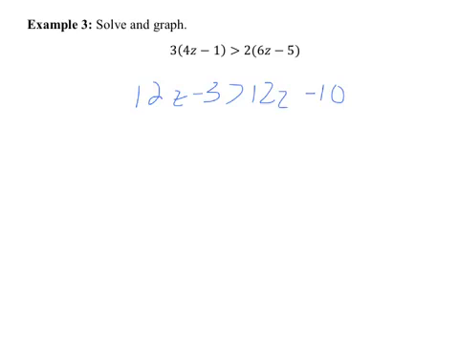Well, the problem is that when the 12z's are both there, they cancel. So what we end up getting is negative 3 is greater than negative 10. Well, is negative 3 greater than negative 10? Yeah, surely it always is.